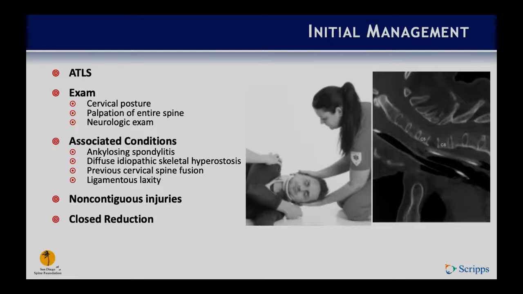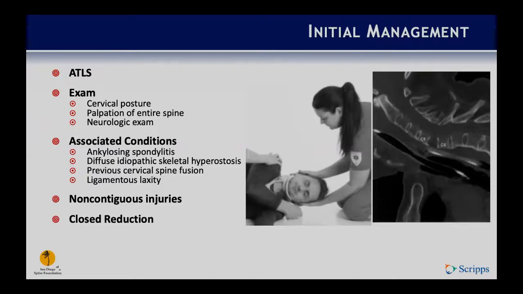Also, in any patient, there is a high incidence of non-contiguous injuries, but especially in those special circumstances with metabolic stiffening, we would want to ensure we evaluate the entire spine.